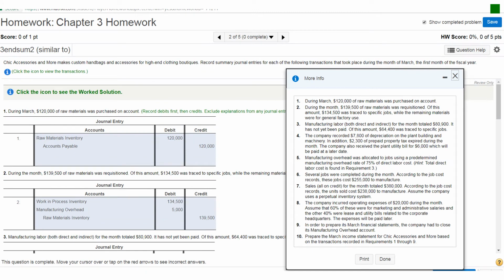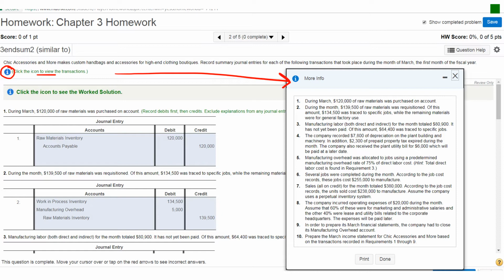This is Chapter 3, homework problem number 2, and this is going to be a series of transactions. I've already clicked on this icon, so all the transactions are listed right here. We've got 1 through 10, and on this particular slide we're going to go through transactions 1 and 2.